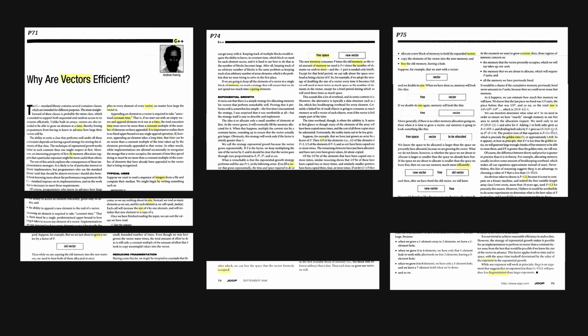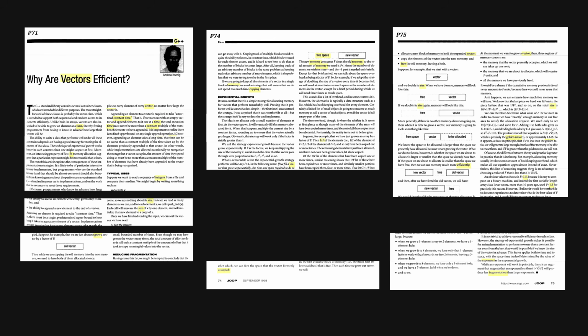Like so many of the classic computing papers, it reads really wonderfully. The paper is mostly about explaining how dynamic arrays, aka vectors in this paper, use exponential growth to achieve amortized constant time for the append operation, like we covered in the last video.